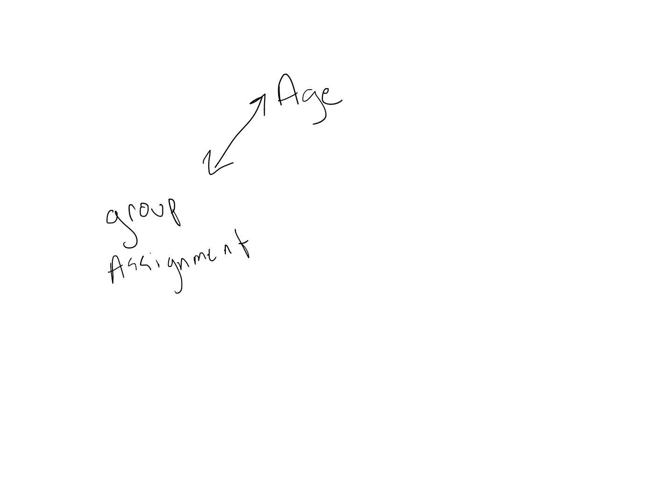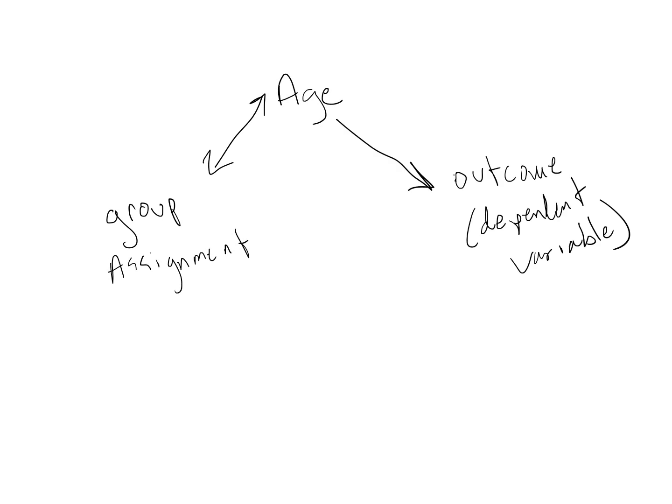For example, say the allocation process results in a control group that is older on average than the treatment group. In other words, age is related to group assignment. Then say age is also related to the outcome of interest in the clinical trial. If the treatment group has better outcomes than the control group, it would be unclear if the differences were the result of the treatment itself or if the differences were the result of age differences between the groups. Allocation bias is a problem because it creates the potential for confounding by third variables as depicted here.